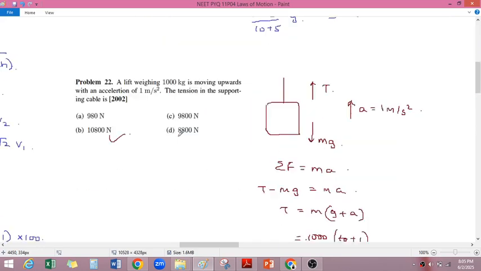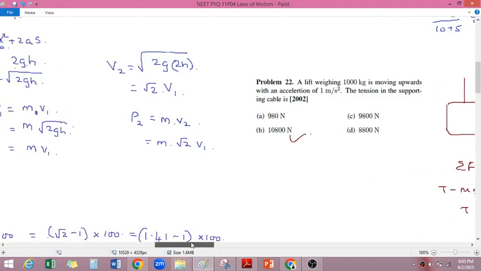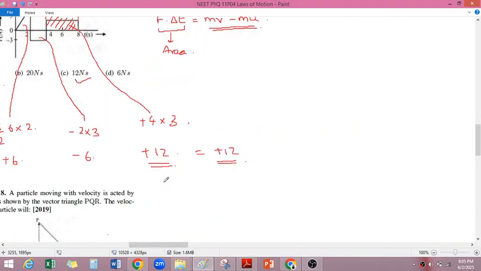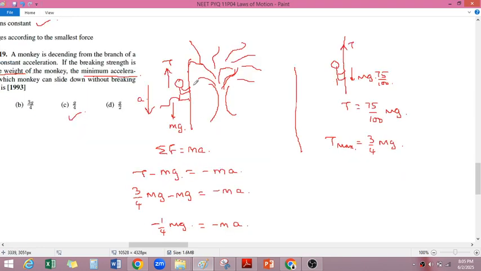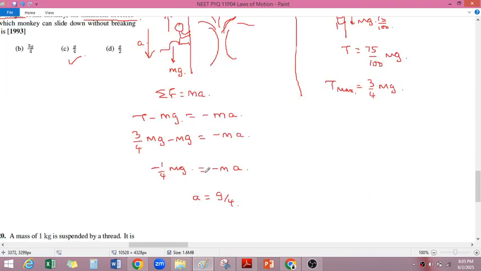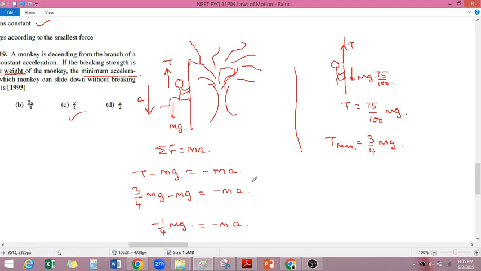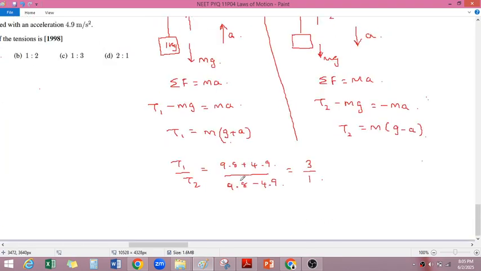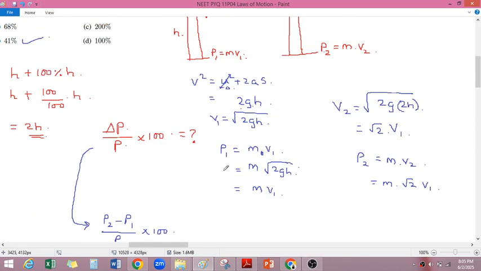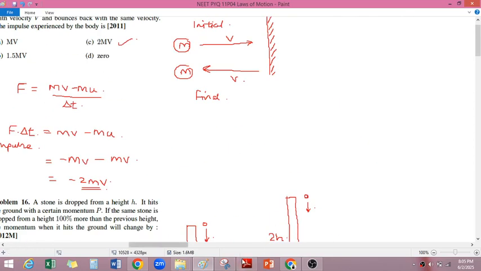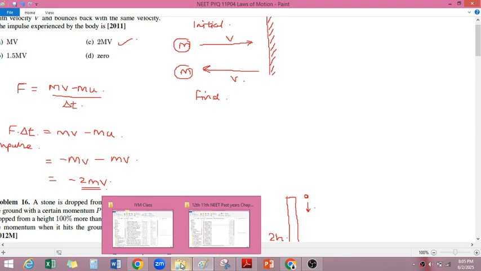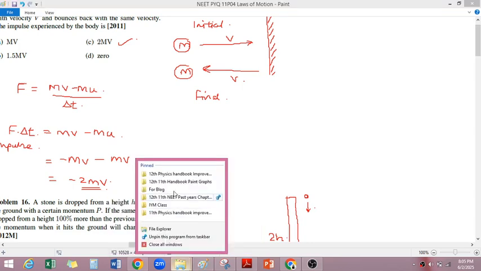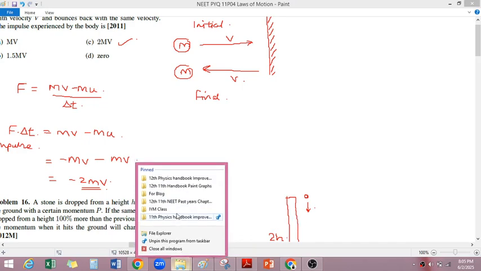Go back and check, all these things are basic methods. Yeah, remember the monkey problem? We did this. So again and again and again, we'll be using the same concept: sigma F is equal to ma. If you know that, you can do these problems. And I also told you where to look for the handbook reference material. So every class I've been showing you this.